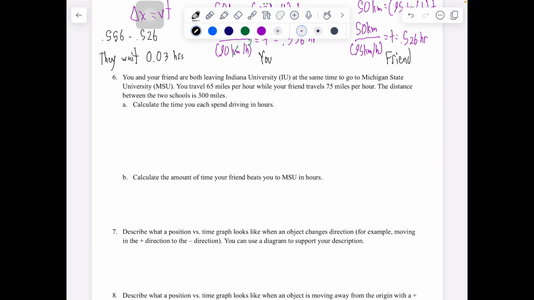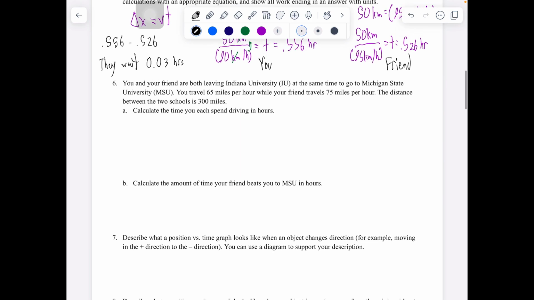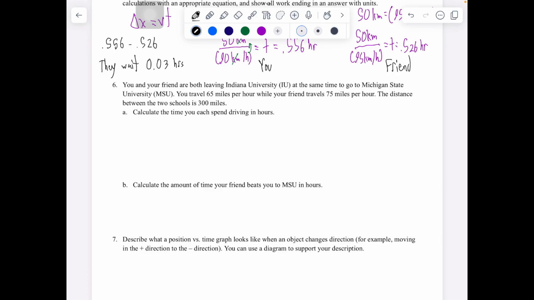Okay. So this is very similar, right? What we're going to do, you each spend driving. So for you, we're doing the same process, right? Same equation. Delta x is velocity times time. We know the velocity of you is 65 miles per hour. We know the time. Actually, we don't.